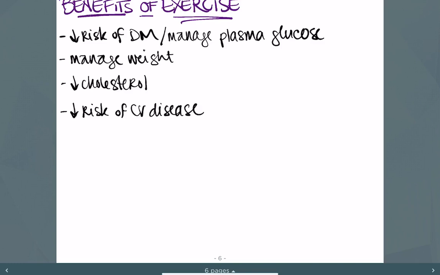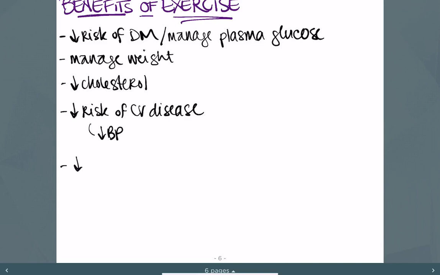Exercise can decrease the risk of cardiovascular disease. How does it do that? How do we decrease the risk of cardiovascular disease? Well, exercise is going to increase the size of coronary arteries. It's going to increase the size of the heart in a healthy way. It can reduce heart rate. The heart doesn't have to work as hard. If hypertensive, it can lower blood pressure as well. So we're decreasing the risk of cardiovascular disease.